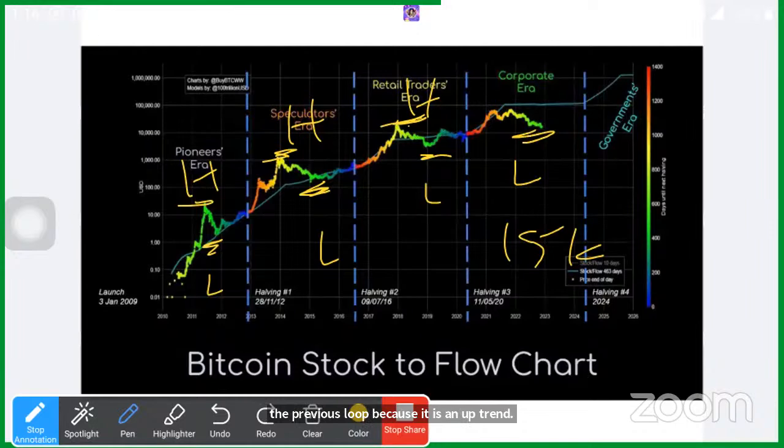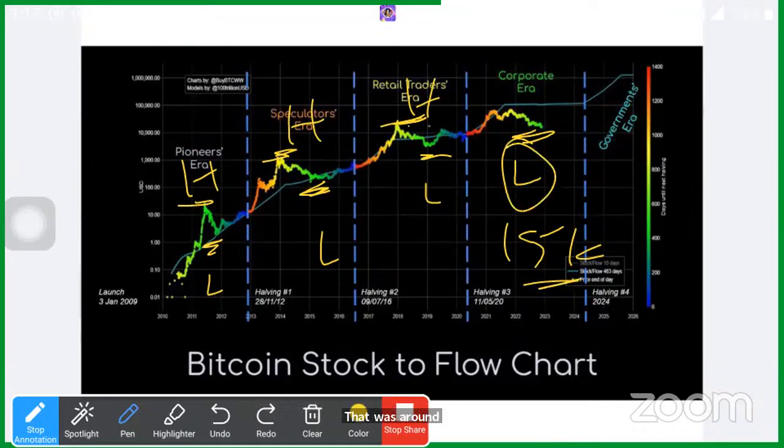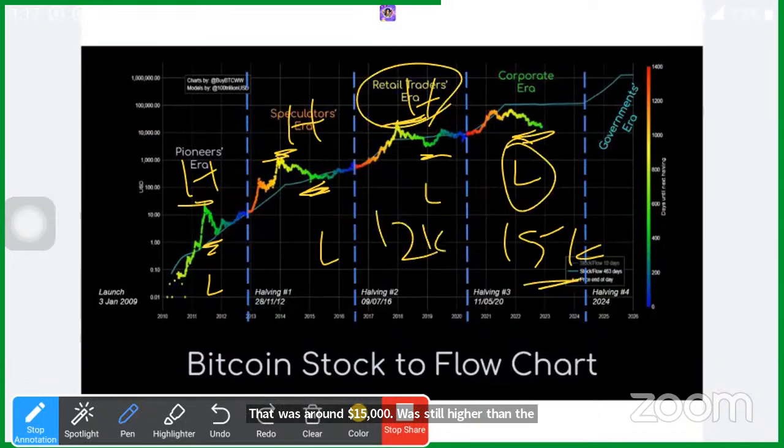But there is one more angle from which we can analyze this chart. You can see that the lows are forming higher and higher. But if you look carefully at another pattern, the lowest price of this era, around $15,000, was still higher than the highest price of the previous era, which was around $12,000. Not the lowest price, but the highest price of the previous era.